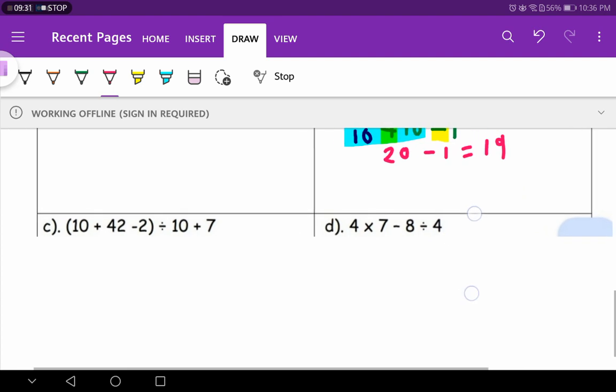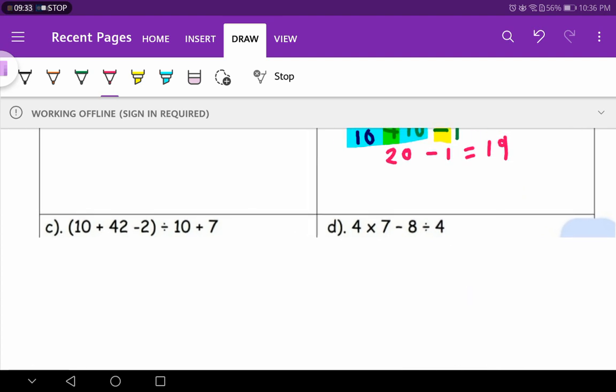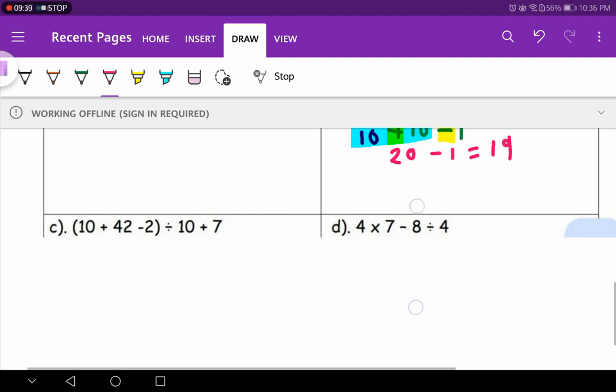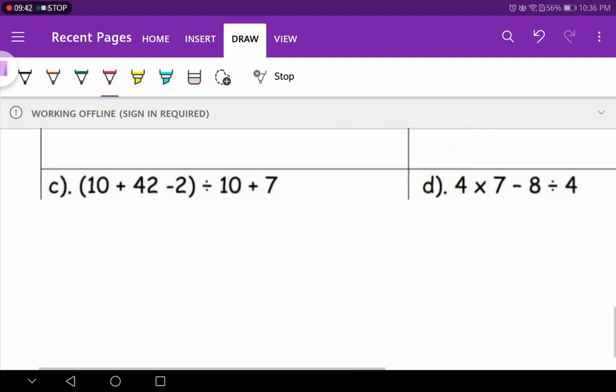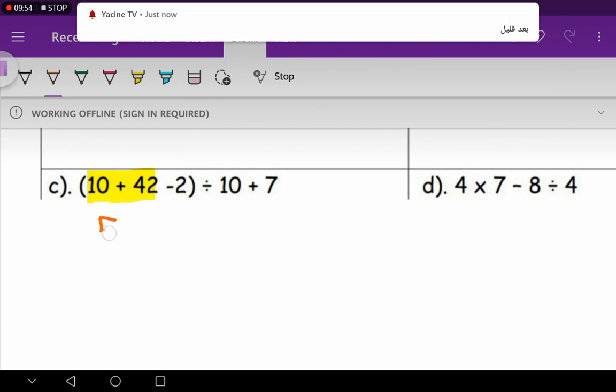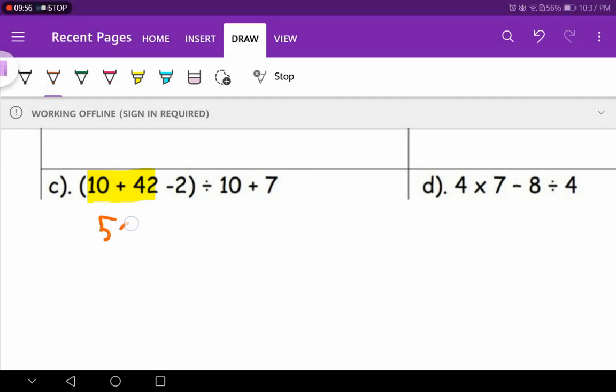Let us do this. Anyone, because I don't want to take a long time, but let us do both for my dear student. Here we do what is inside parentheses, or brackets, whatever, and we start from the left. Okay, 10 plus 42 equals 52. Sorry for that. Minus 2.